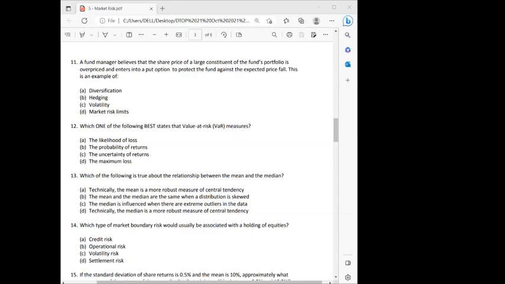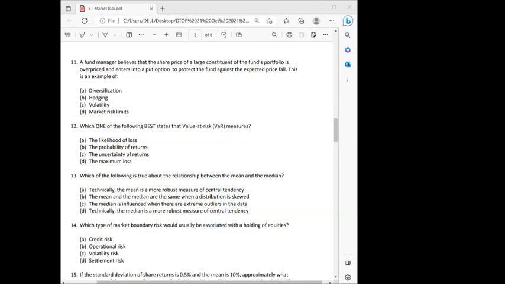The question is, a fund manager believes that the share price of a large constituent of the fund's portfolio is overpriced and enters into a put option to protect the fund against the expected price fall. This is an example of diversification, hedging, volatility, market risk limits. That's the question. Before that, let us first understand what this transaction is about.